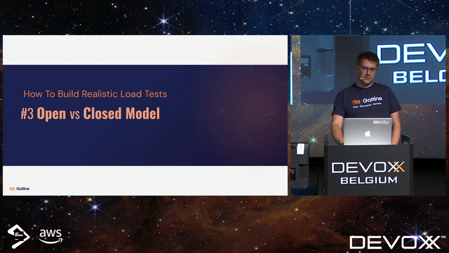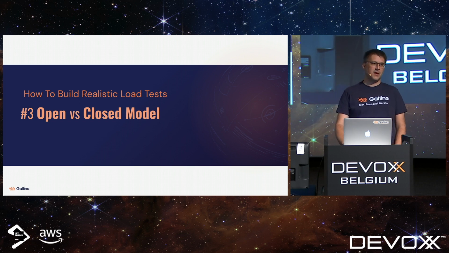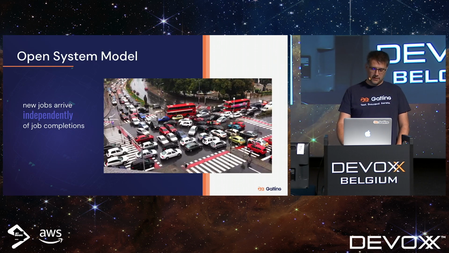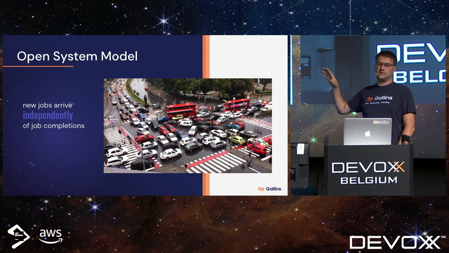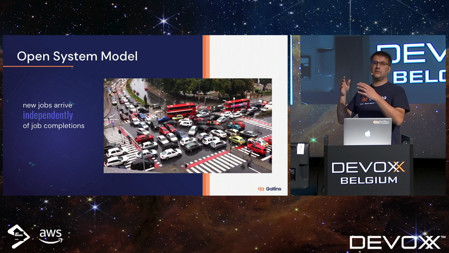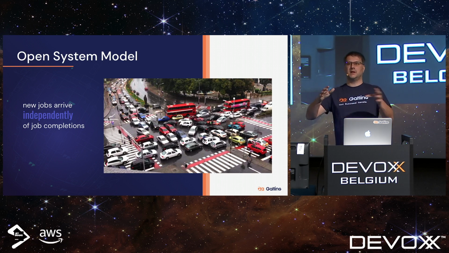Next step is about picking the proper system model for your system. The words open and closed workload model, or system model, come from queueing theory. So this is what it's about. An open system model is where new jobs arrive independently of job completions. New jobs keep on being started over time, whatever the number of running jobs at this time. This is valid not only for load testing, but for any kind of system. It can be a bank, it can be an application, whatever.